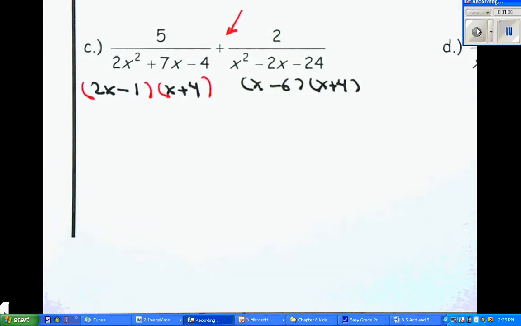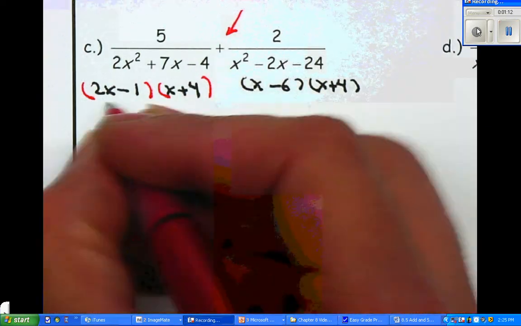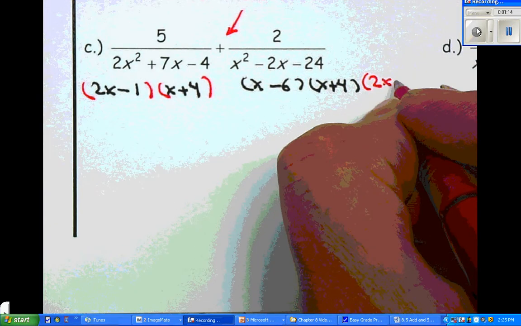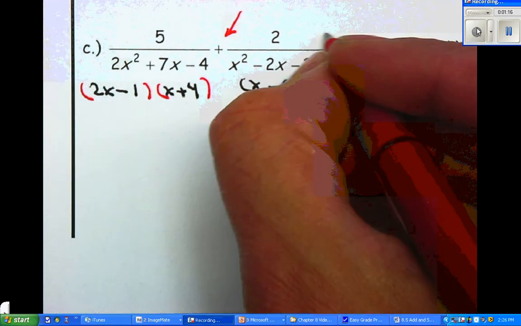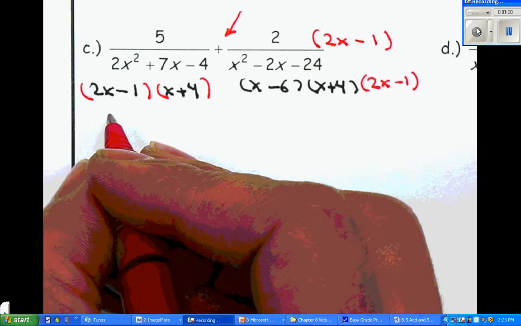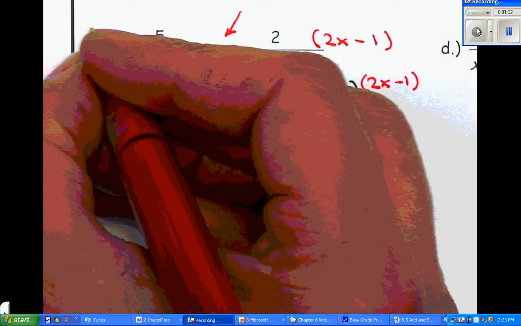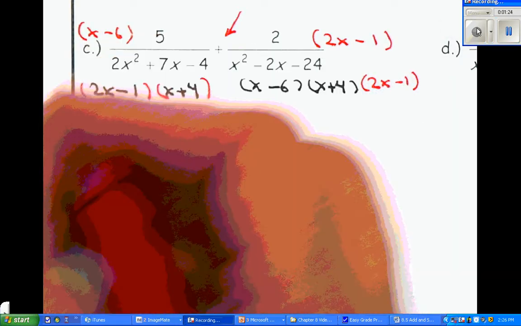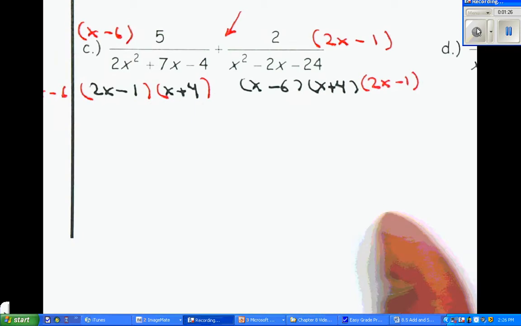Now I can make both denominators the same. On the right hand side, I'm going to need a 2x minus 1. So remember, what you do on the bottom, do on top. On this one, to make them the same, I just need an x minus 6. So x minus 6, x minus 6.